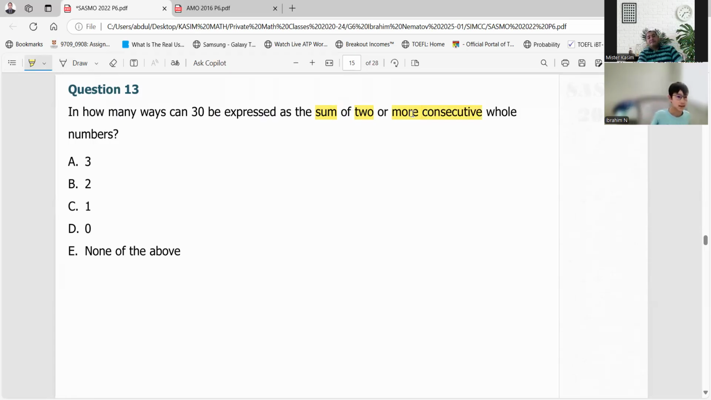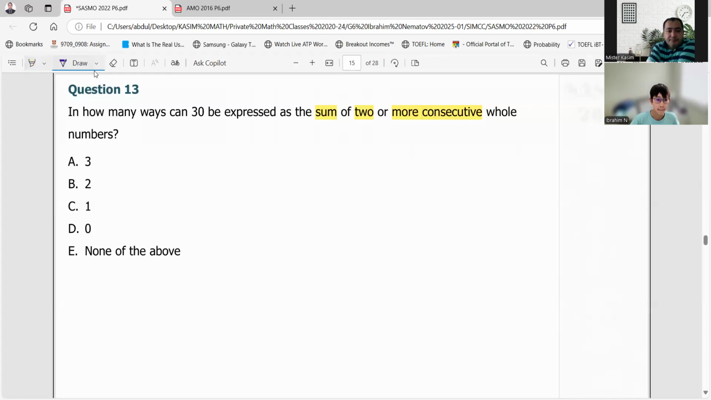How many did you find? It's three, right? 30 is an even number, so it's not possible to express this as two consecutive numbers. But how about three? If it is three, it will be n minus one, n, and n plus one. So the sum is equal to 3n, that's equal to 30. It has a solution, so it is possible. So that's one.